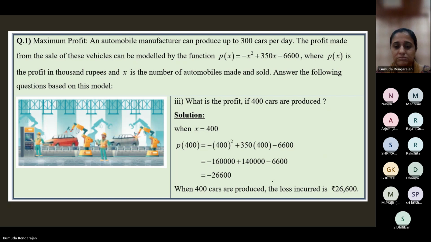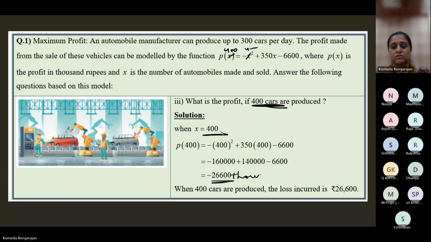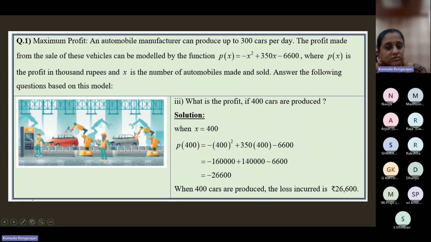Yeah. So you can see that. So when so many cars are produced, X is 400. So when X is 400, put 400 everywhere. Everywhere put 400. And you get this one. So many thousands is the loss. So many thousands is the loss.